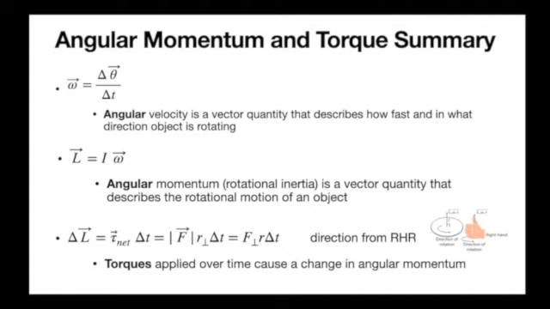So if it was stopped, if it was just not rotating, it was 0, then whatever change in angular momentum is just its angular momentum. But if it had some initial, I need to add this delta to the initial to find out its final angular momentum. All right, that's all I have for angular momentum for today.